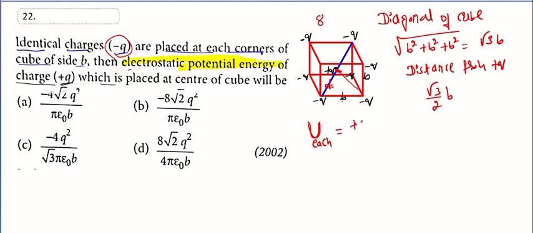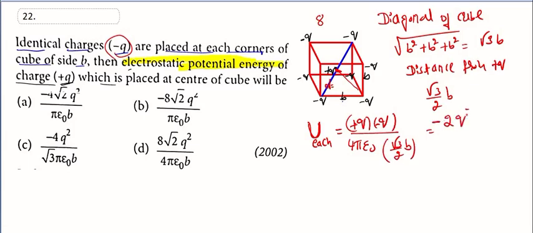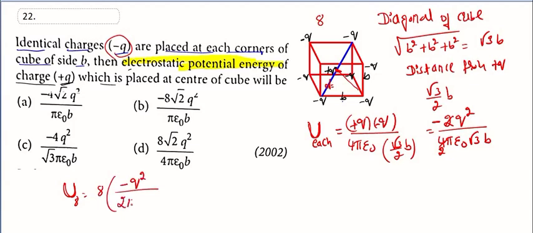So what happens? Potential energy, plus Q and minus Q divided by 4 pi epsilon naught, q1 q2 divided by the distance. How much is the distance? √3 by 2b. So we get minus q square, so minus 2q square by 4 pi epsilon naught √3b. So in total how many are there? 8. So 8 into minus q square divided by 2 pi epsilon naught √3 into b.